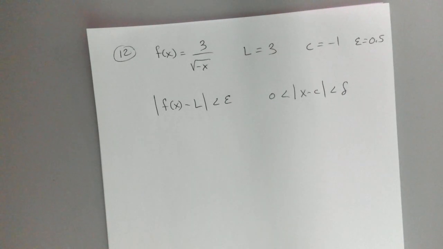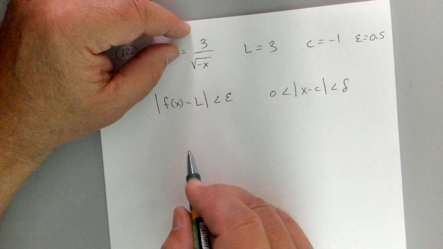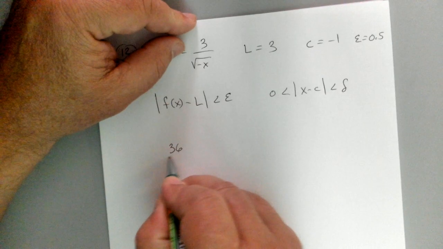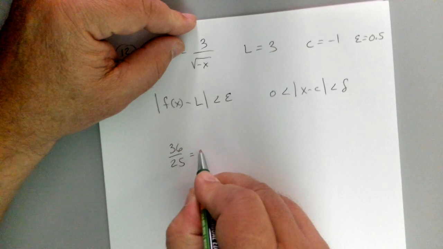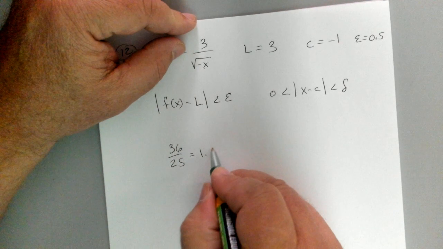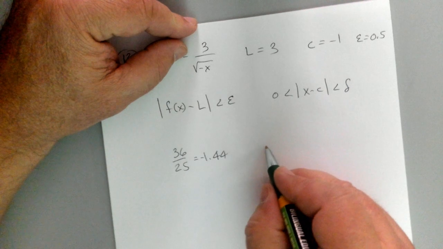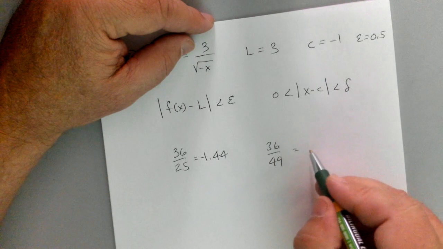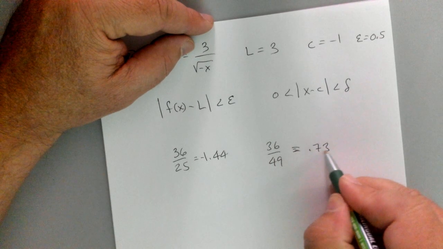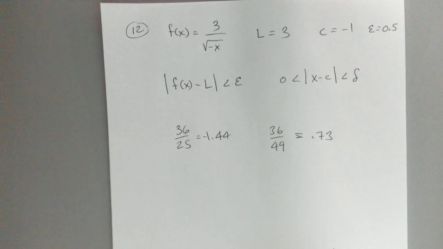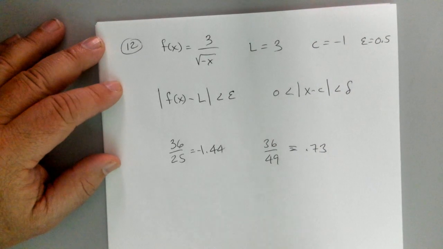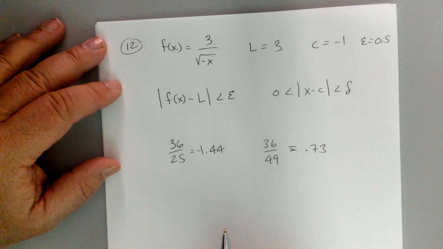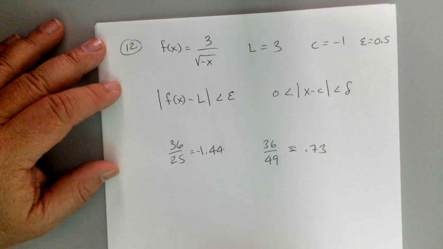And find the decimals. So -36 divided by 25 is what? 1.44? And then 36 divided by 49? So the question is, which one's closer to -1?